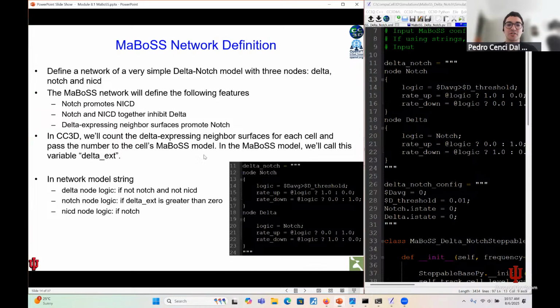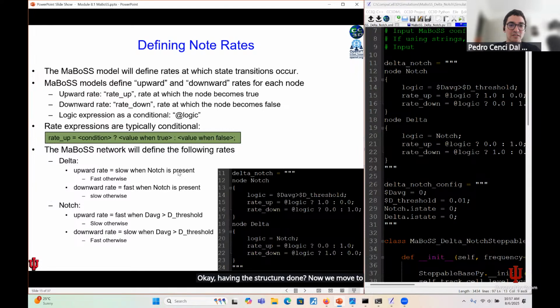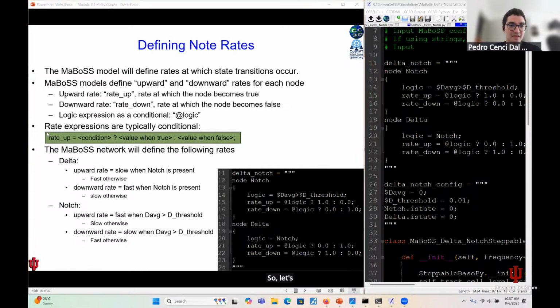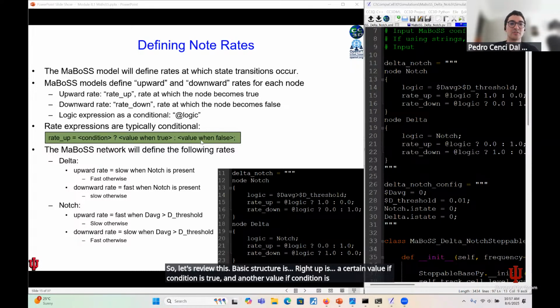Okay, having the structure done, now we move to the rates, which I already talked about. So let's review this. Basic structure is rate up is a certain value if condition is true and another value if condition is false. So the first value is the rate when condition is true, and the second value is the rate when condition is false. The condition again is given by the logic.